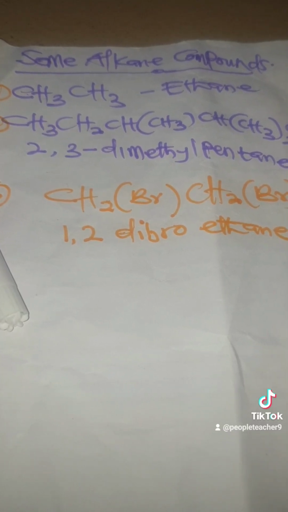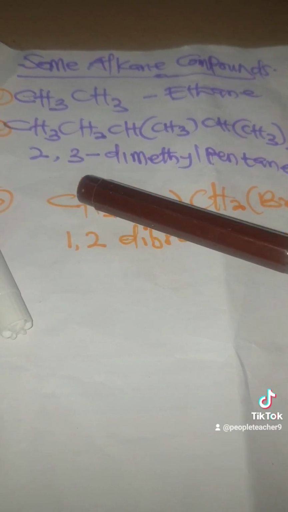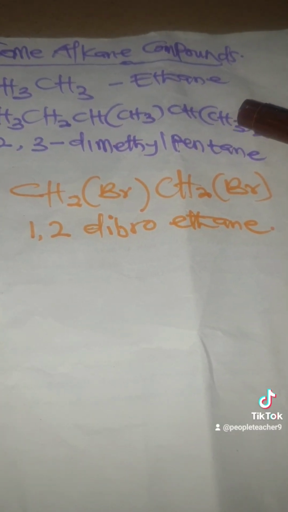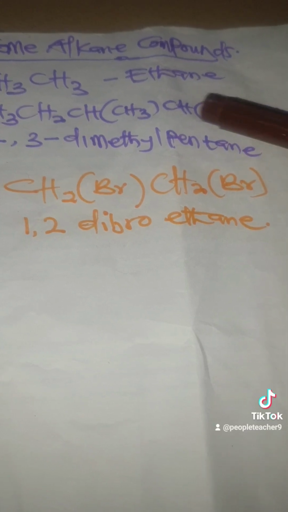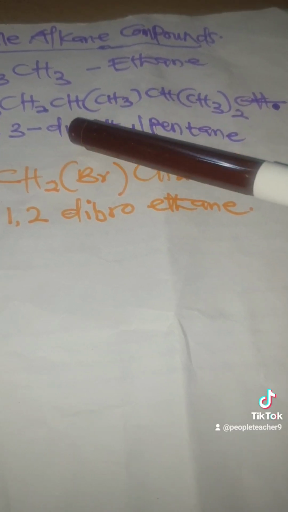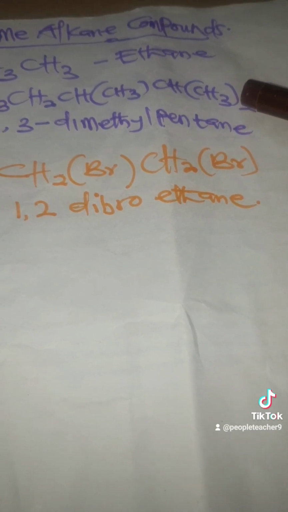So this one is called 2,3-dimethyl pentane. And I know you are asking why do we have the 2,3? We have the 2,3 because this methyl here and this methyl here are bonded with this carbon and this carbon as well. So we will start from where the bonding starts first. So here will be 1, and then this one too will be another 1.